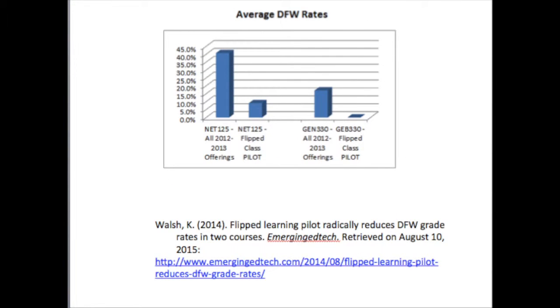Another study found that flipped learning helped eliminate DFW grades. DFW stands for grades D, F, and W means withdrawn. The graph shows two different courses taught using the flip method. The first is an average of the 2012-2013 DFW grades, nearly 40% compared to the flipped class at just over 10%. In the second course, it shows an average of 15% DFW grades compared to 0% in the flipped classroom.